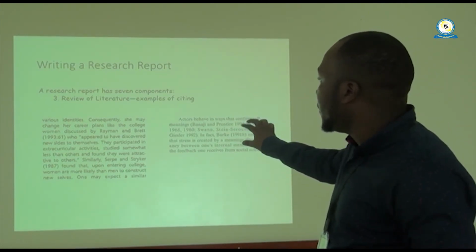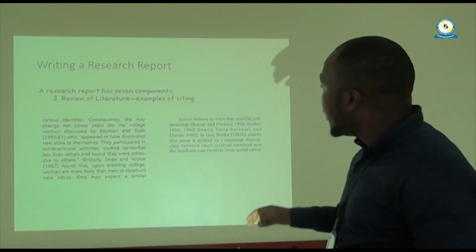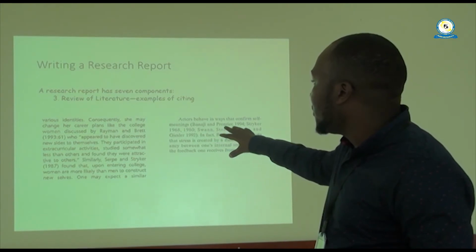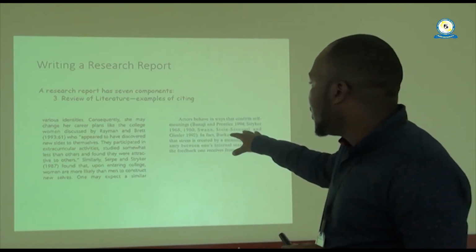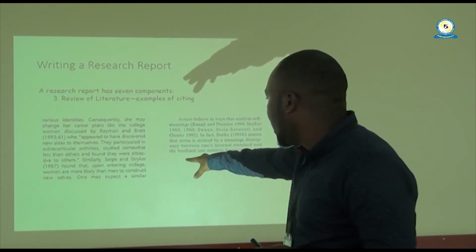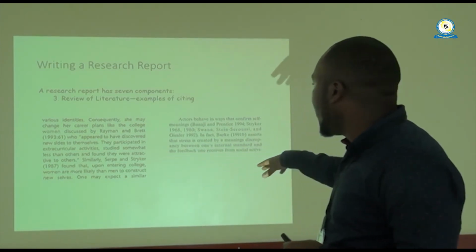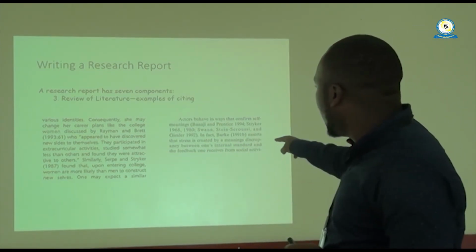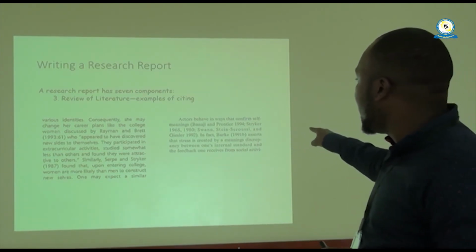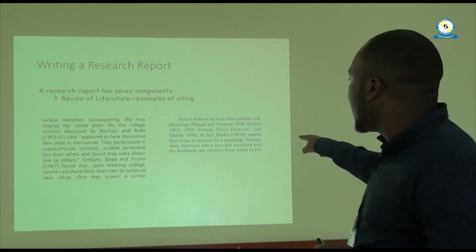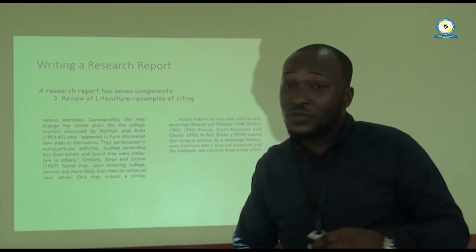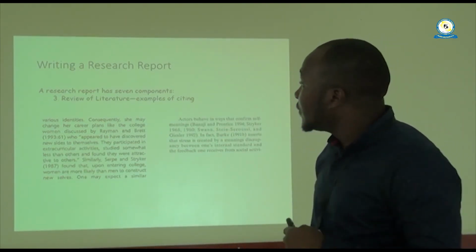So you can see an example of citation here. While it's identified secretary, she may change her career plans, like quality women discussed, who appeared to have discovered websites to themselves. You can see here many similarly said. You can see the referencing style that is used. Or you can see this last line here. In fact, in 1991, I said that stress is related to the discrepancy between one's internal standard and the feedback one received from social activity. That is an example of citation in the literature.